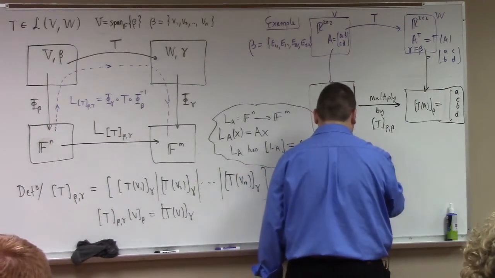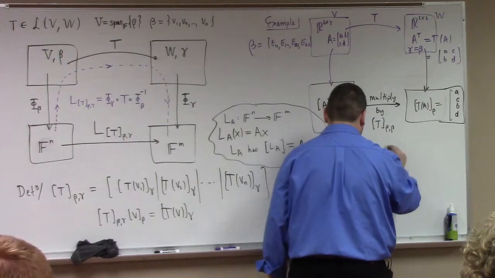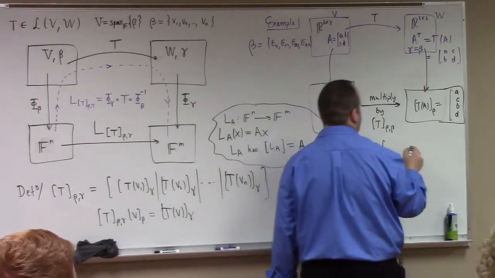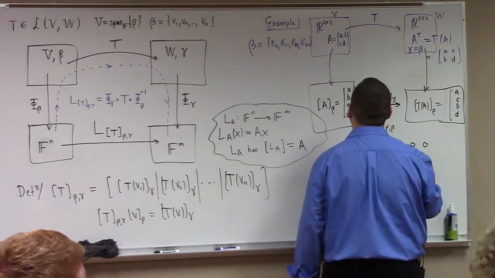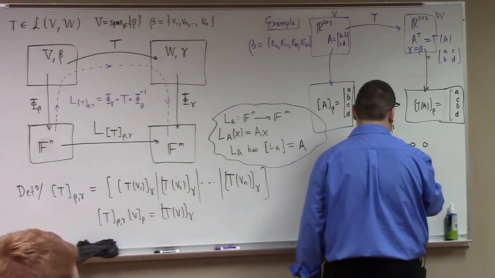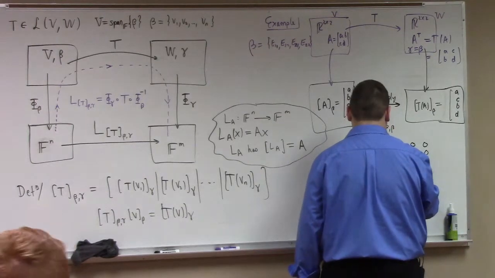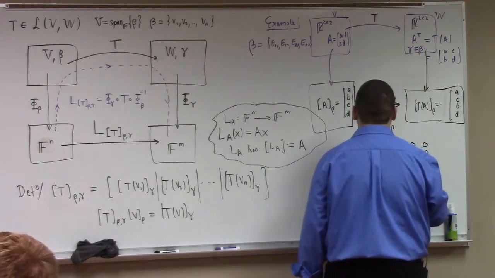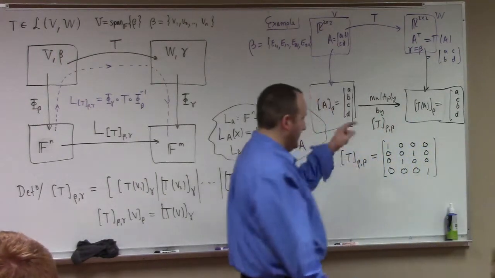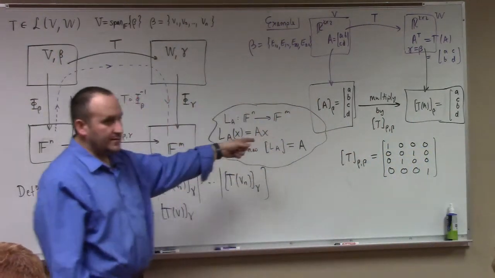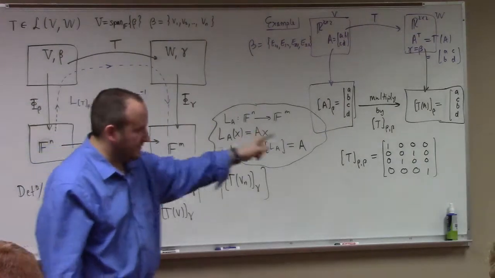So in this case, sorry, something distracted me. Let's see here. We have 1, 0, 0, 0. 0, 0, 1, 0. 0, 1, 0, 0. And 0, 0, 0, 1. Because that matrix multiplied by A, B, C, D gives me A, C, B, D.